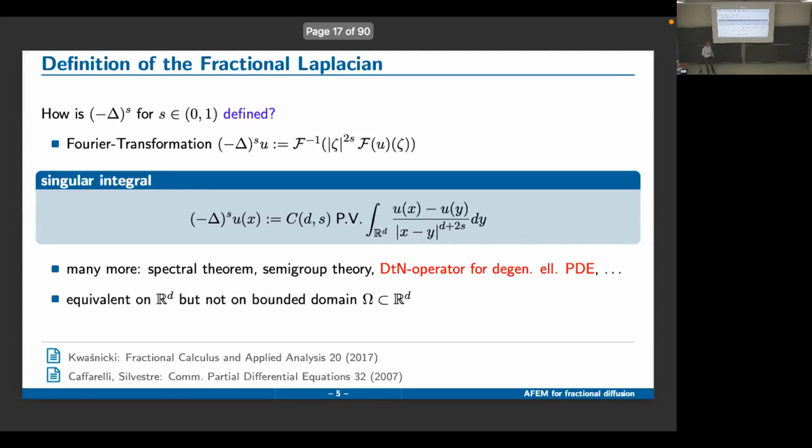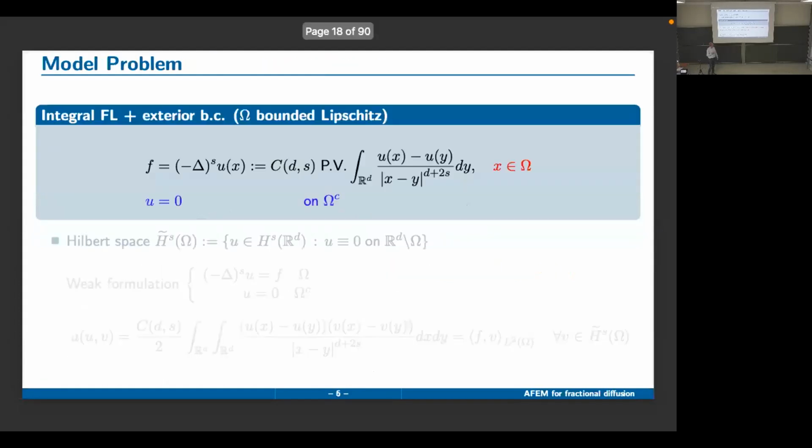Okay, and as I said, there are ten equivalent definitions. They are all equivalent on R^d. So maybe I should mention, this is an integral over all of R^d. If you look at the full space, then they are all equivalent. If you restrict yourself to a computational domain Omega, they are not equivalent. So you have to pick one, and we picked this one. We take this formula here, only for x in Omega, and write down an exterior boundary condition. Okay, so this is our function setting.